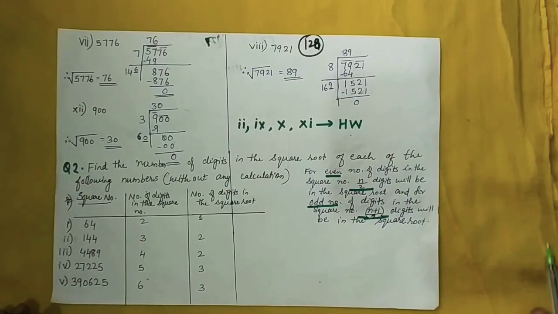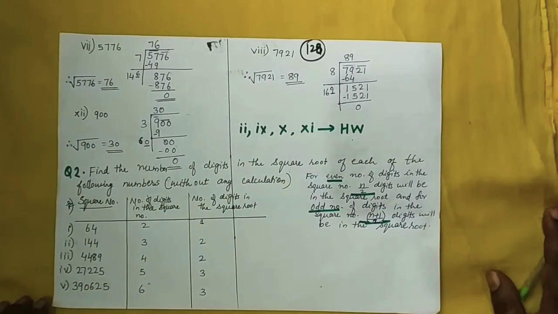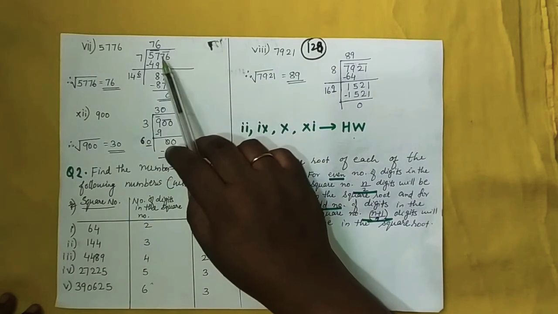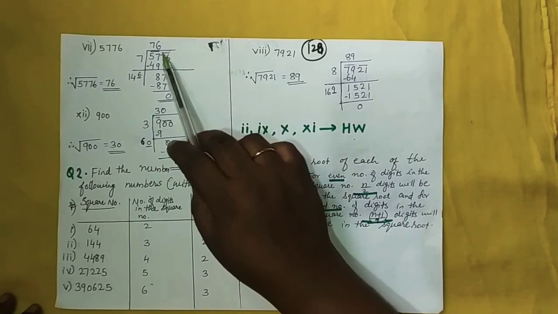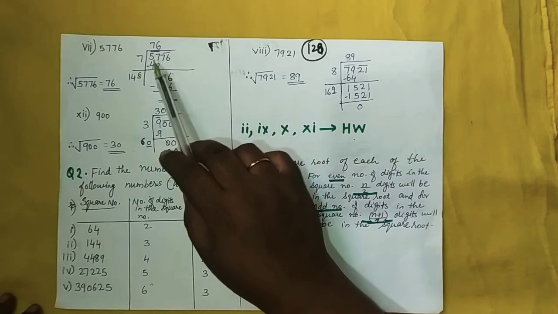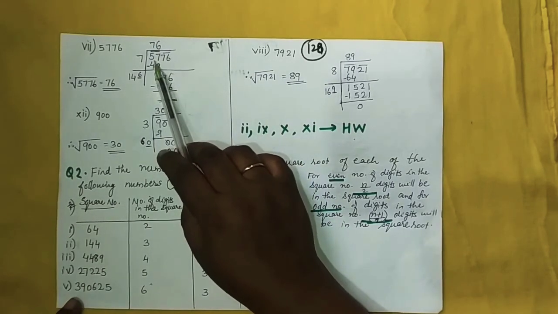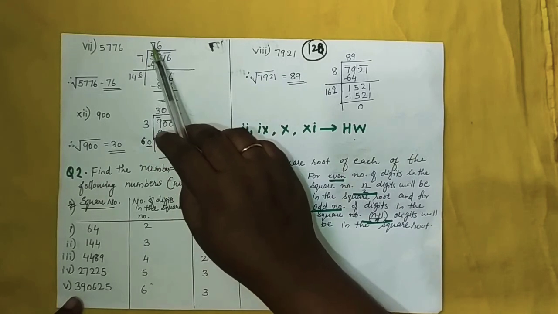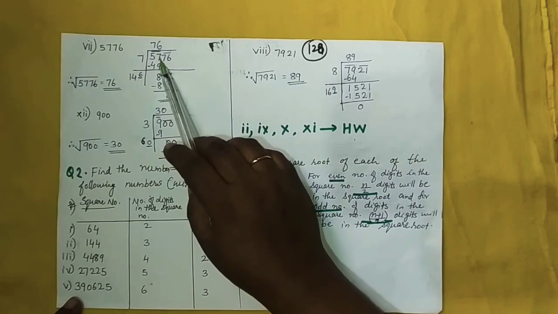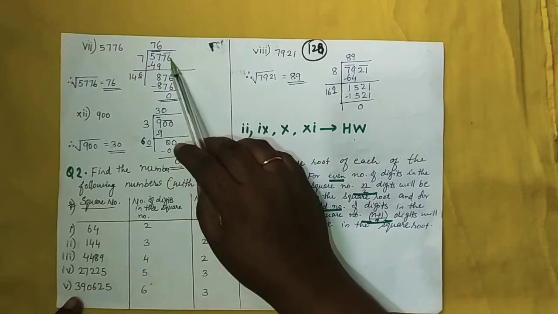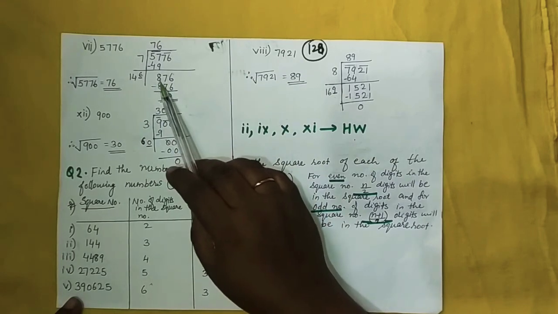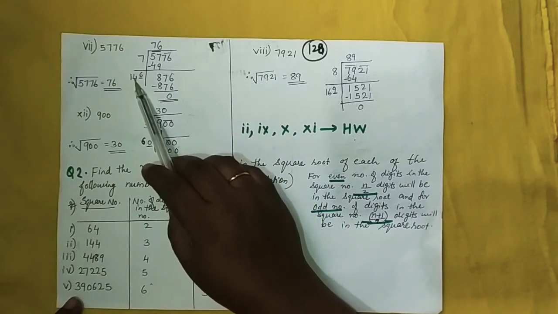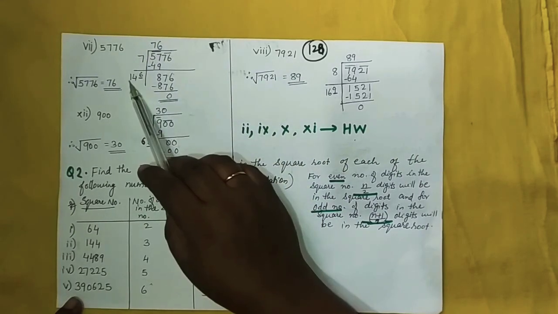Now seventh question, 5776. We have to find the square root of this number. We are making groups of pairs from right to left. So 7 and 6 together, 76, and 5 and 7 together, 57. First we will consider this 57. You know, 7 sevens are 49. So 7 we are writing in the divisor as well as quotient. Now 57 minus 49 is what? 8. Now this 76 also we are writing out. So we got the number 876. Now 7 2s are 14 that we have written here. 7 into 2, that is double of 7, 14.